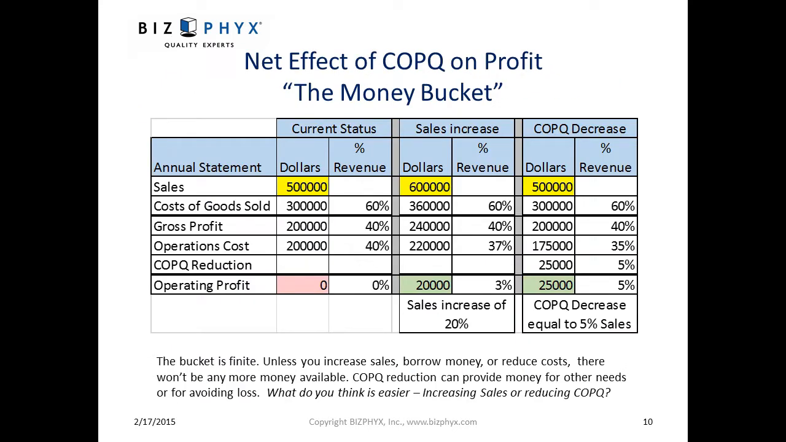So we'll take an example company, and we're going to assume that their current sales are $500,000 in this first column.